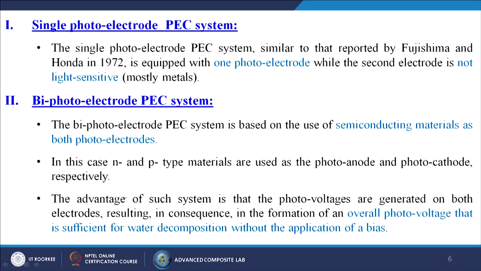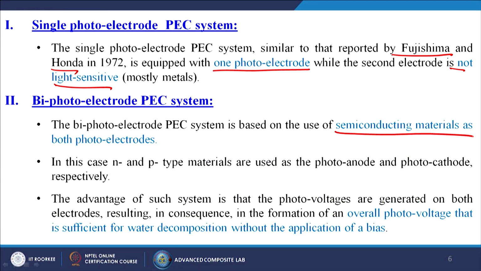So, first is called the single photoelectrode PEC system. The single photoelectrode PEC system, similar to that reported by Fujishima and Honda in 1972, is equipped with one photoelectrode, while the second electrode is not light sensitive, mostly metals. So, this is the first primary study done by some scientists where they used one photoelectrode and the other is not a photoelectrode, maybe some kind of other metal itself.